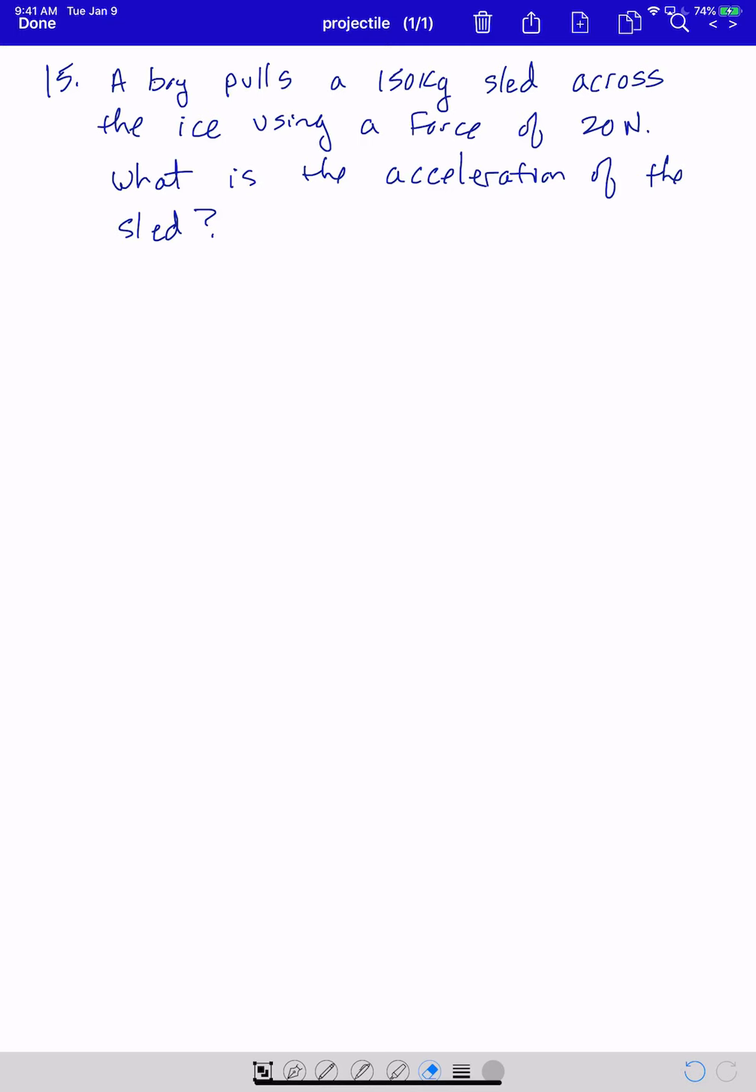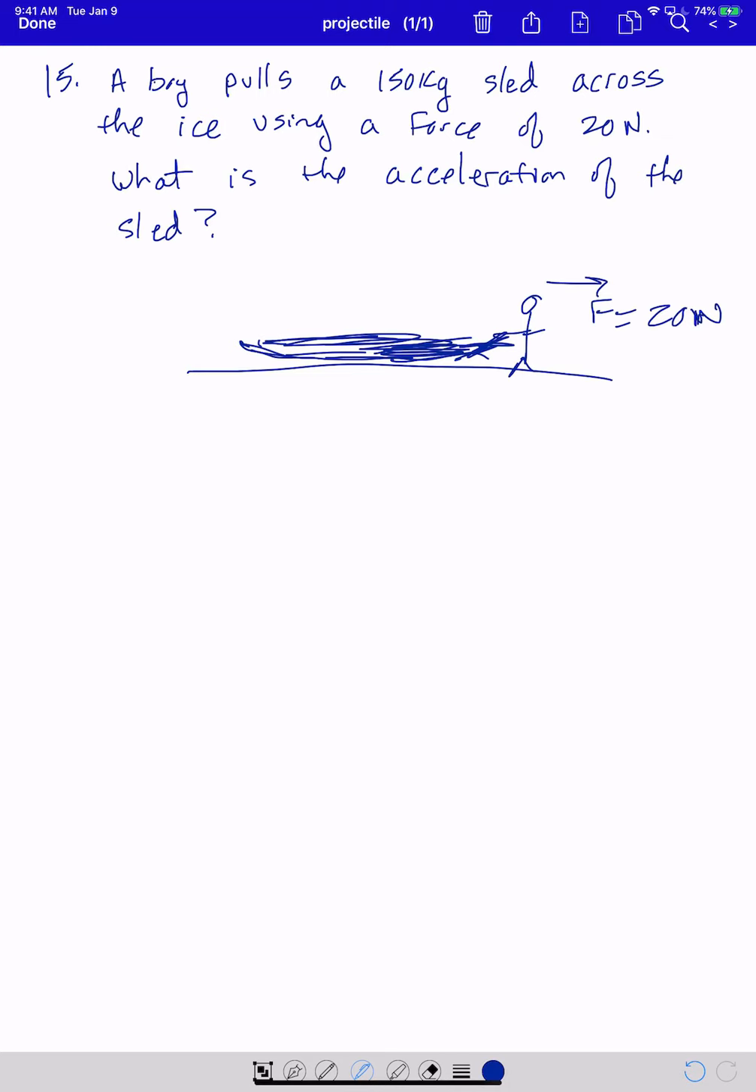And yeah, this is how I draw. So, there you have it. So, here's our sled, and it is getting pulled across some ice by this kid who's pulling it with a force of 20 newtons. And the sled itself has a mass of 150 kilograms. All right, so this is the question setup.